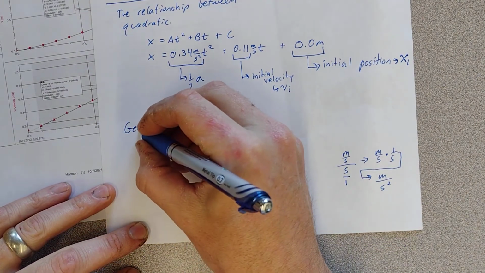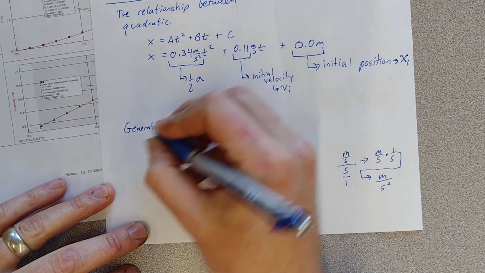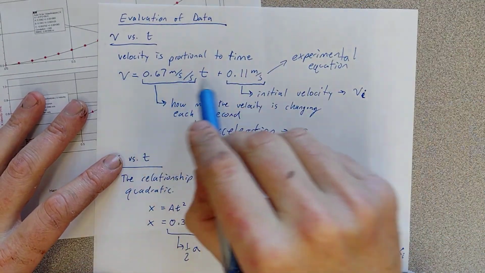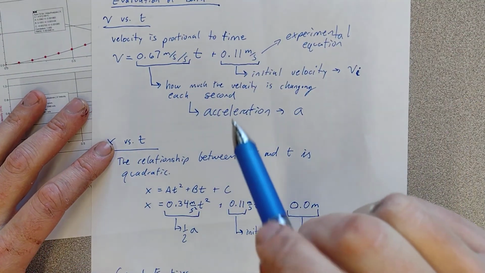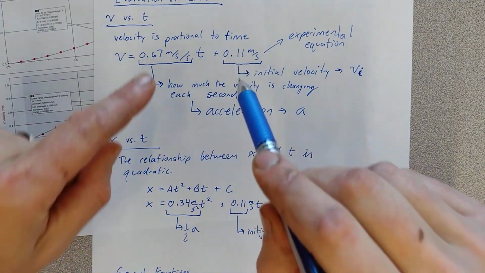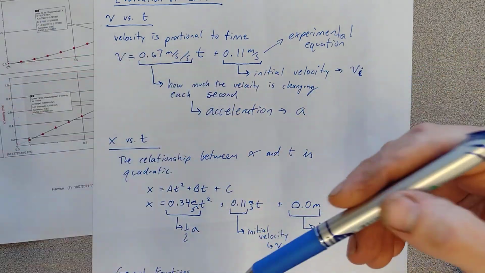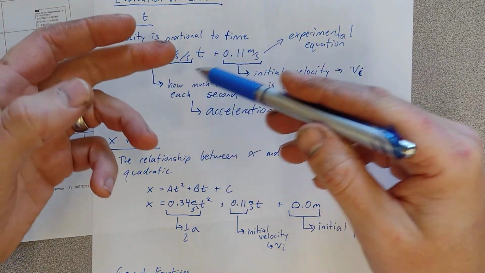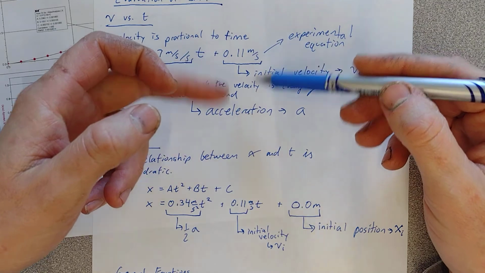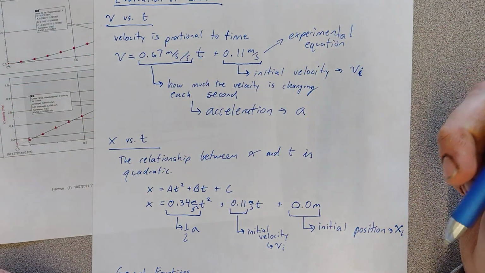So your general equations. All we do is take our experimental equations and replace the numbers, these are your experimental numbers, with symbols to represent any number here. So this is always going to be acceleration, that's always going to be initial velocity. But you could have any initial velocity and any acceleration. It just depends on what the physical system is doing.